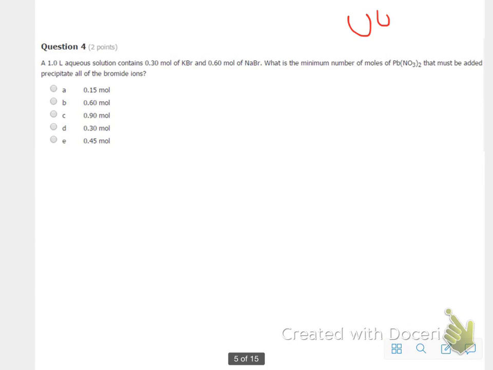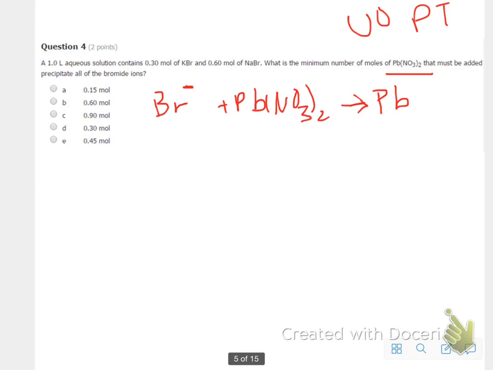Alright, I'm still going over the Unit 0 practice test, and I'm starting with question 4. So here we have a 1 liter aqueous solution that contains 0.3 moles of KBr and 0.6 moles of sodium bromide, and we want to know the minimum number of moles of lead nitrate that must be added to precipitate out all of the bromide ions. Okay, so I have a couple sources of bromide ions, and I'm adding lead nitrate. And if I'm precipitating it out, that means that the lead is going to be with the bromide.